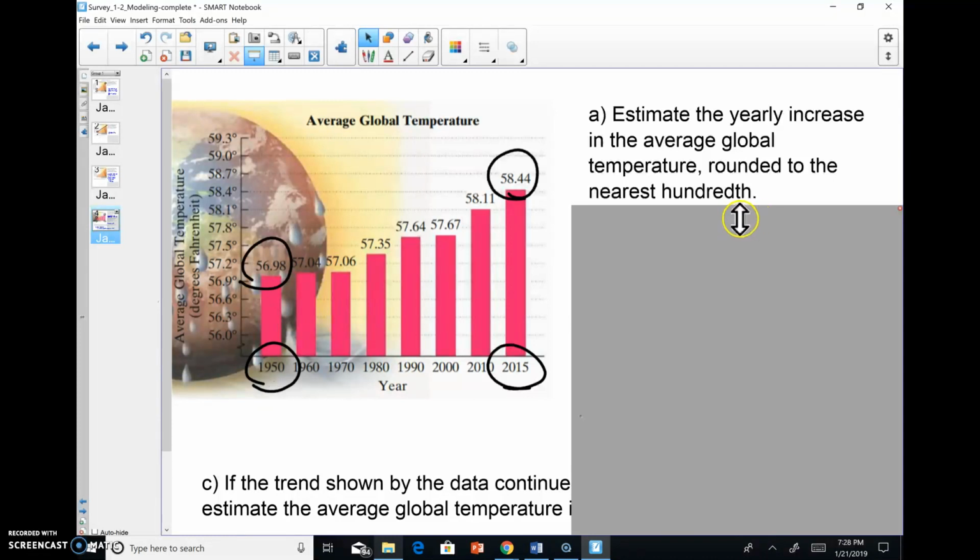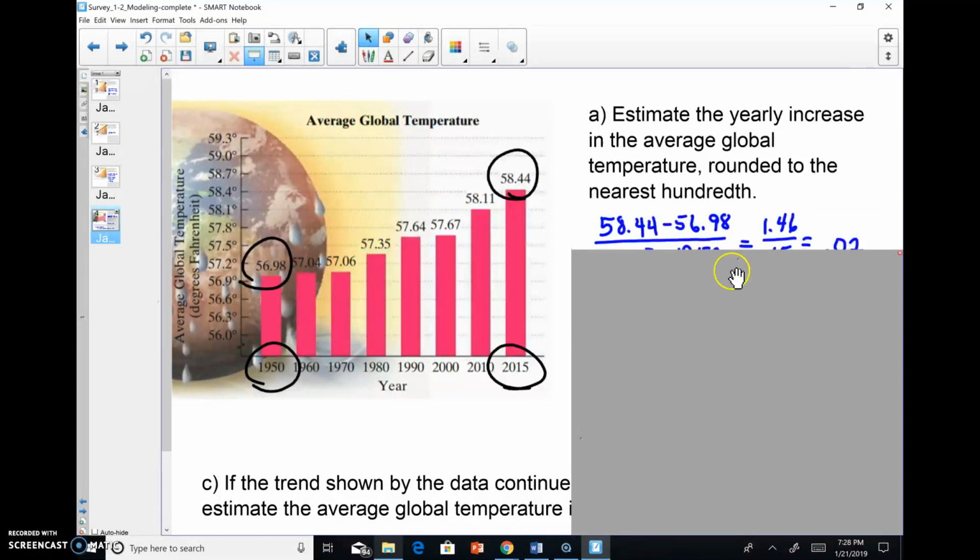All right, so let's see if we agree. We're going to take the difference of 58.44 minus 56.98. That's the difference in our temperature. And then how many years passed? Well, 2015 minus 1950. We get 1.46 divided by our 65. Rounding to the nearest hundredth, so 2 decimal places, would be 0.02.